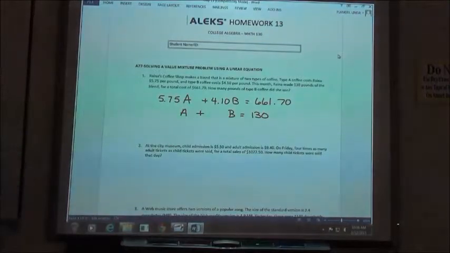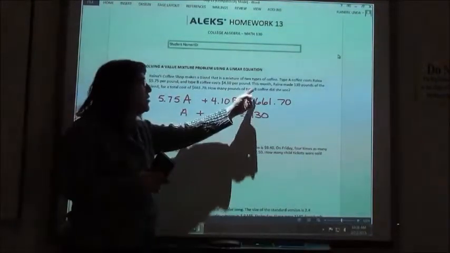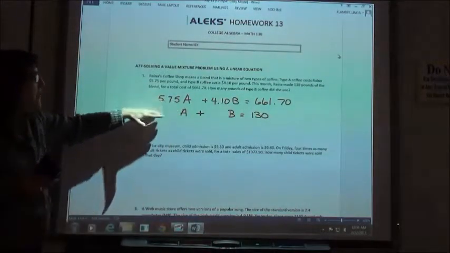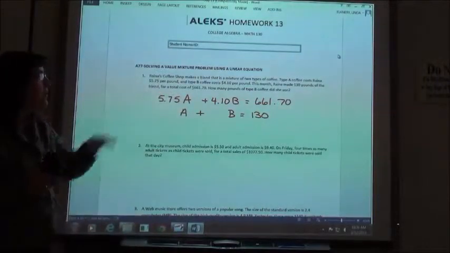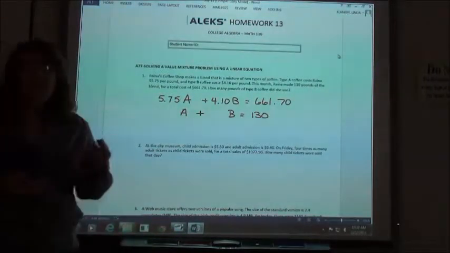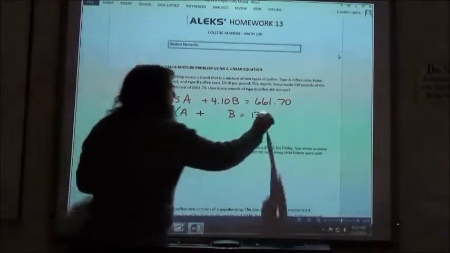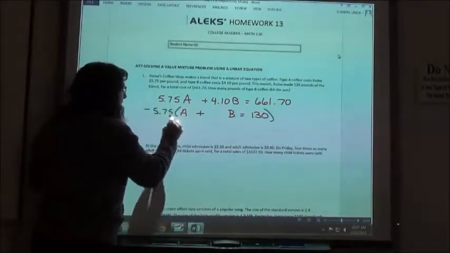Now there are 2 ways to solve this equation. You can either solve it by substitution or you can solve it by the elimination method. I like to use the elimination. I want to solve this for B, so I want to eliminate the A. In order to eliminate the A, I'm going to multiply by the opposite of what's in front of the A so that when I add my 2 equations together, I can cancel them out. So I'm going to multiply everything in this second equation by negative 5.75.